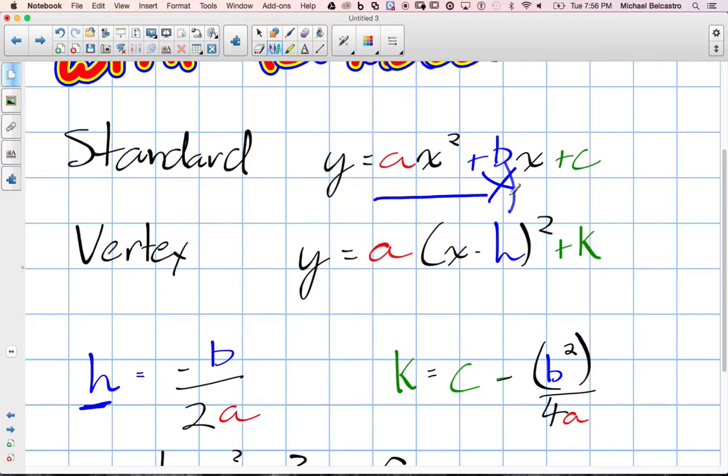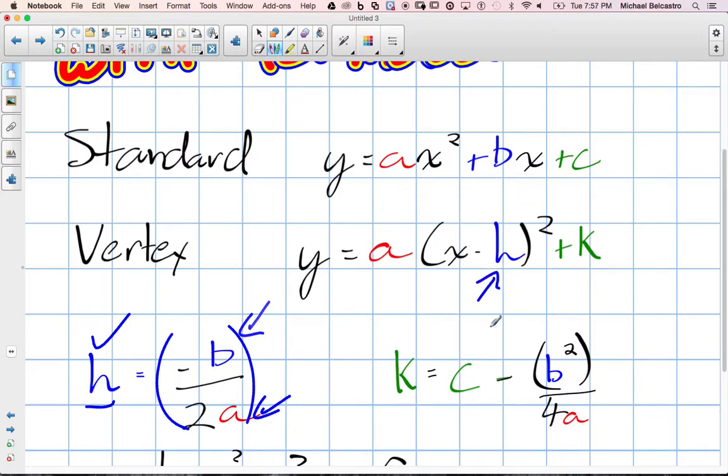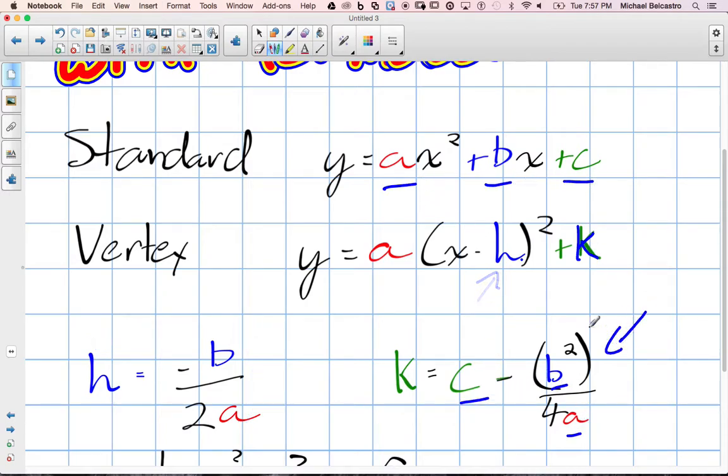If you're in standard form, you can take the B value and the A value and plug them into this equation. Negative B over 2A, and that'll give you the H value to plug in here. And if you want the K value, you're going to need the A, B, and the C. So all three of these, and you plug them into this equation here and solve. And whatever number you get, you can replace the K value with.